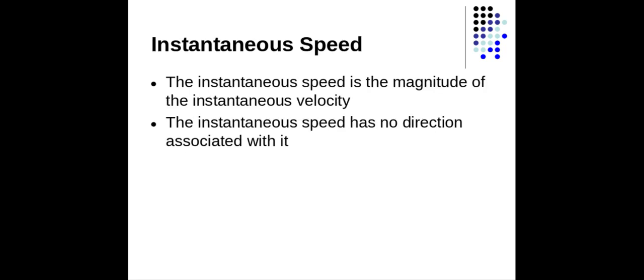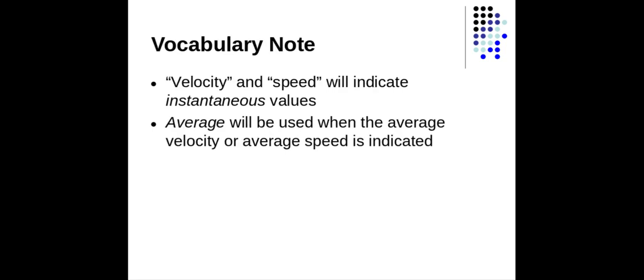When we look more toward instantaneous speed, we're going to be looking at the magnitude of the instantaneous velocity. So they go hand in hand. And when we think about instantaneous speed, I want you to remember that it has no direction associated with it. So velocity and speed will indicate instantaneous values, and the average will be used when the average velocity or average speed is indicated.